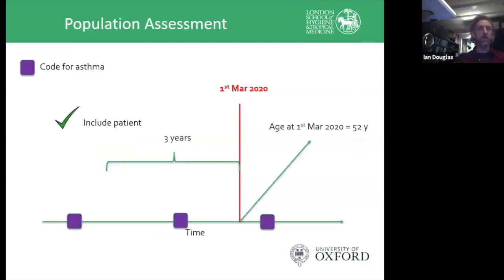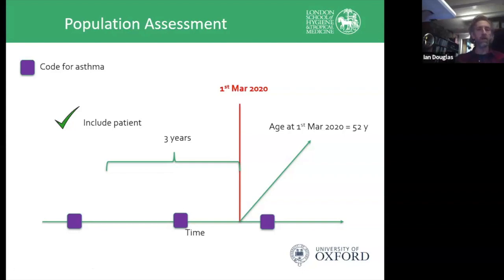So first of all, this shows you part of how we might assess whether somebody should be included in the population in the first place. So here we're interested in whether or not patients have had a code for asthma. Now, we wanted to know whether patients had a code for asthma in the previous 3 years before the 1st of March 2020, because this meant that we would be confident these were patients who had currently active asthma disease. So you can see the patient I've illustrated here on this timeline does indeed have a code for asthma within that 3-year period.